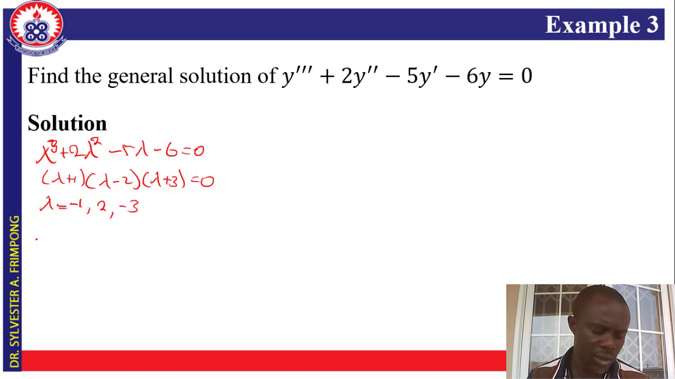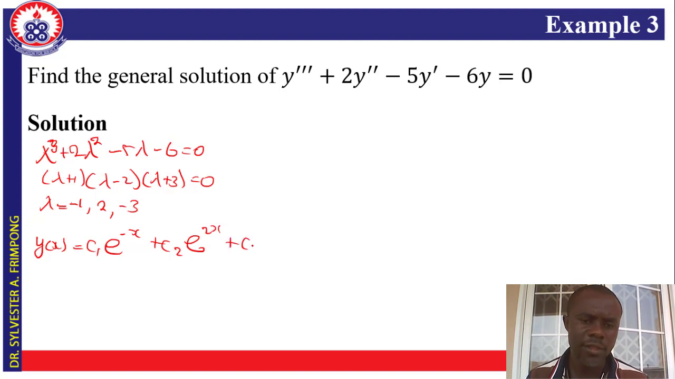Therefore, the general solution y of x is going to be c1 e raised to the power negative x plus c2 e raised to the power 2x plus c3 e raised to the power negative 3x.